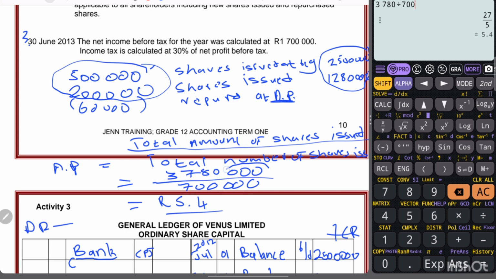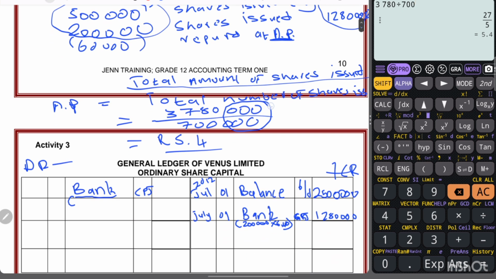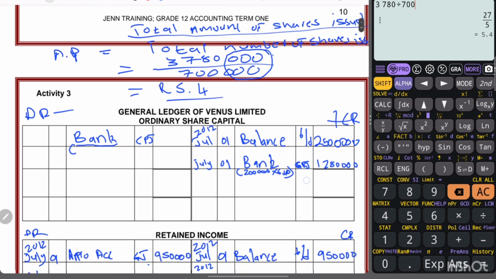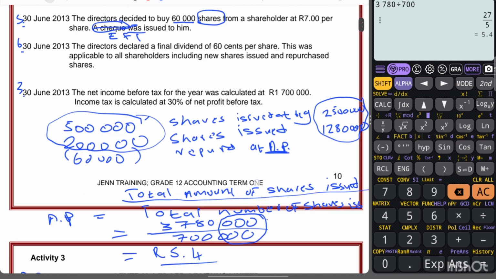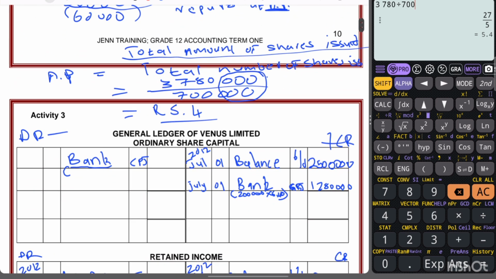On my calculator, I don't put the zeros because the answer will be the same whether they are there or not. I hope you understand why I'm not putting the zeros. If they are three, then I don't put them. All right, this is our average price. Every time when you calculate the buying back on the ordinary share capital, you need to use the average price. Remember how many shares were repurchased? 60,000 shares were repurchased. Then it's going to be 60,000 multiplied by 5 rand 40.